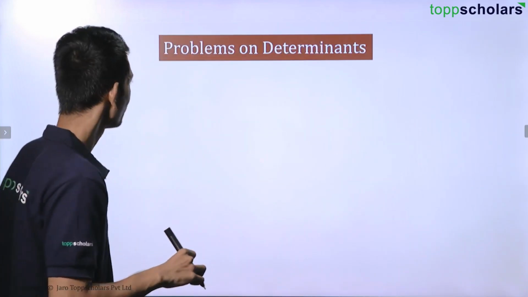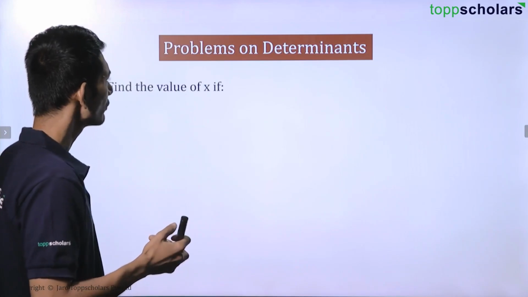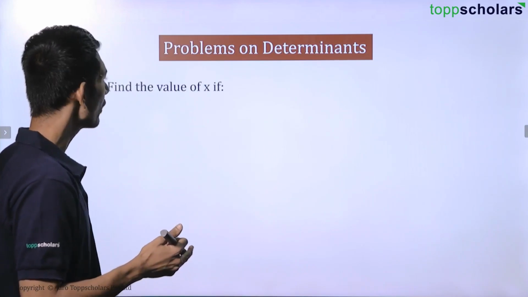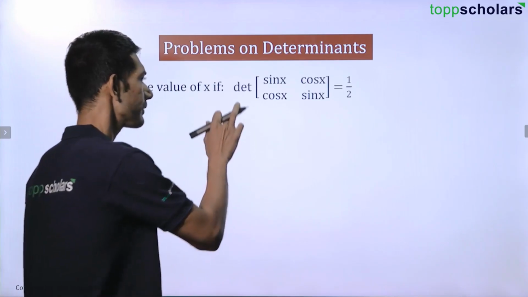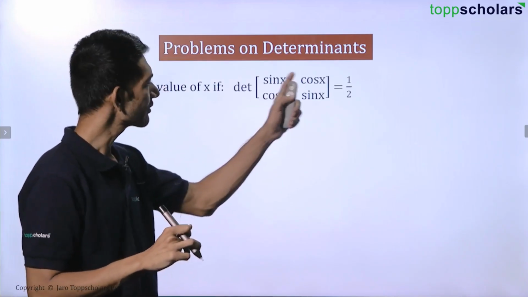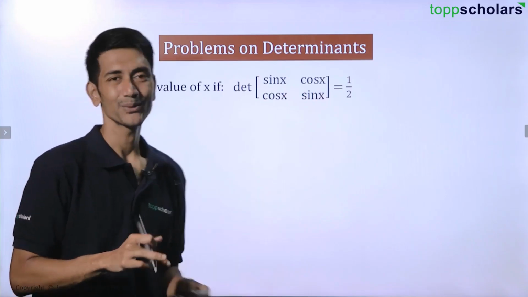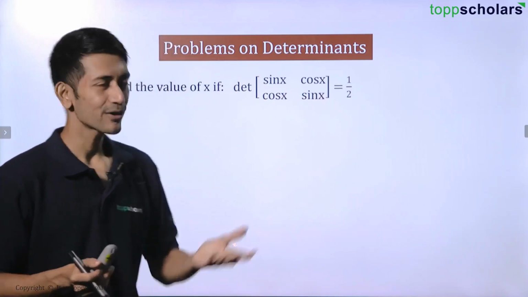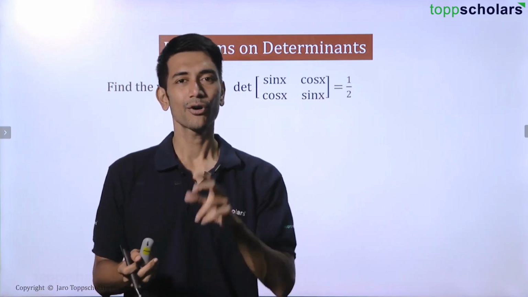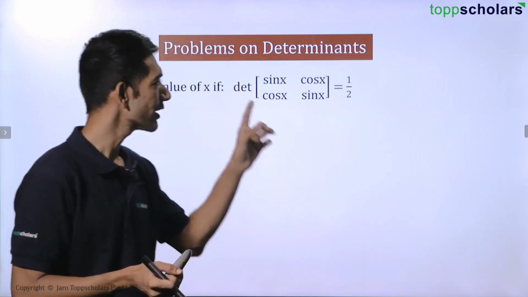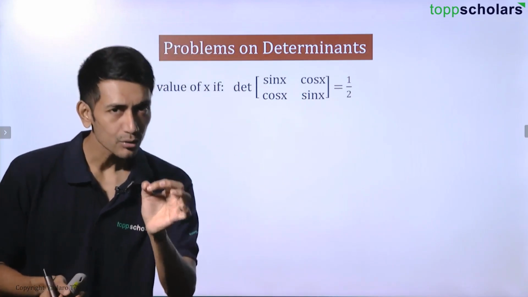Let's continue. Now let us see some problems on determinant. Find the value of x if the determinant of sin x, cos x, sin x is 1 by 2. Now see, firstly you understand the order of the determinant. What is the order here? The order of the determinant is 2, correct? Because there are 2 rows and 2 columns, and we know how to solve the determinant.